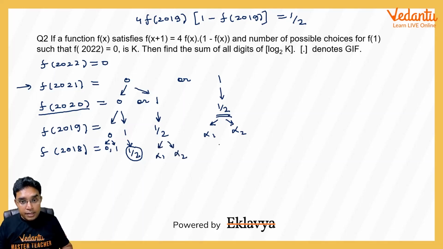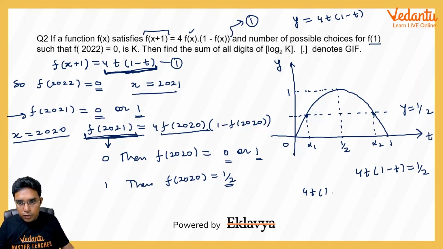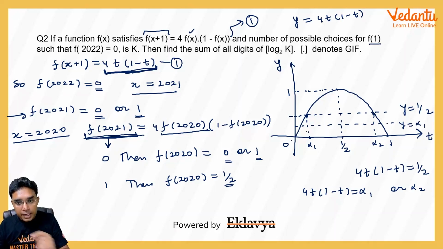Now the question comes that if f of 2019 is alpha 1, it is like solving for this 4 times t into 1 minus t is equal to alpha 1 or alpha 2. Now please see, this alpha 1 value is definitely between 0 and half. So if I try to draw a graph of y is equal to alpha 1, it will be lying below y is equal to half, and corresponding to this, the values of t that we will be getting will be something different. Let me call this as beta 1, beta 2 here.